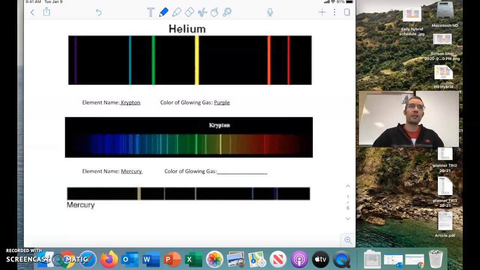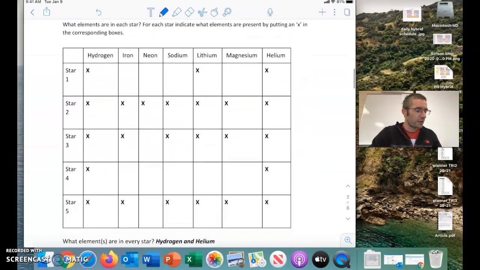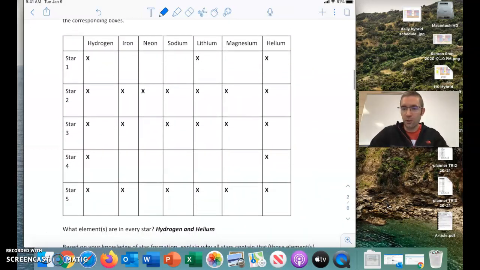Because when we're trying to determine information about stars, especially their composition, we can't go there. These things are so far away, but we do get a clue when it comes to these spectral lines. Okay, and that's kind of the point of this activity: what information can we get from this light to tell us about stars? Okay, so your first activity was to determine the chemical composition of stars 1 through 5 using worksheets 1 and 2.